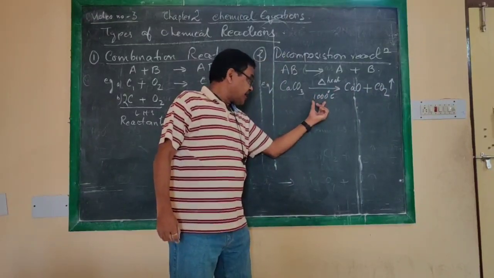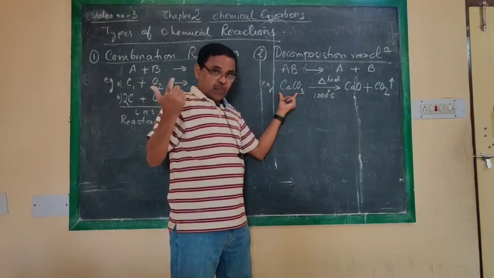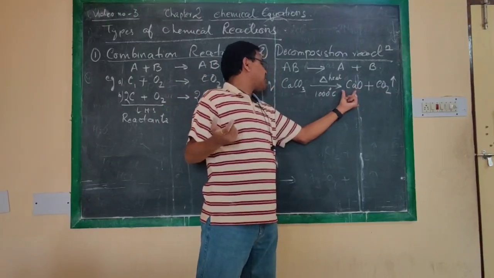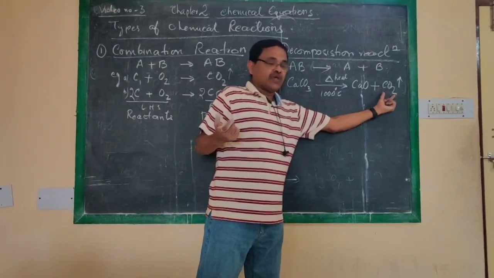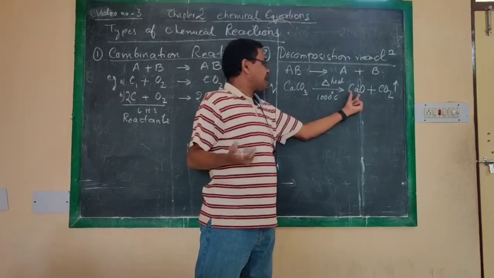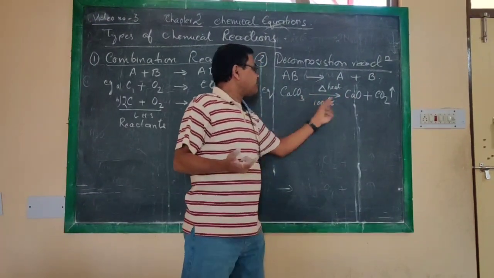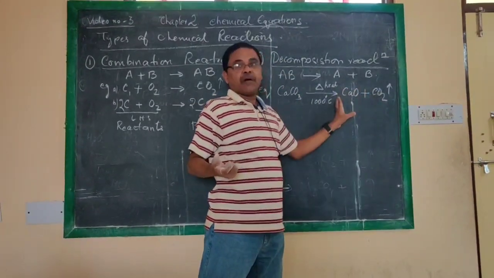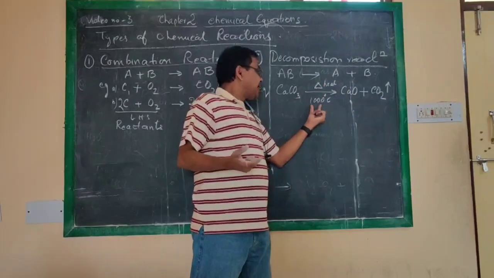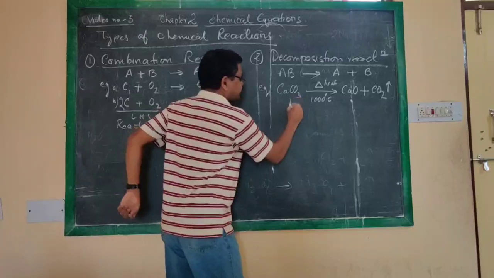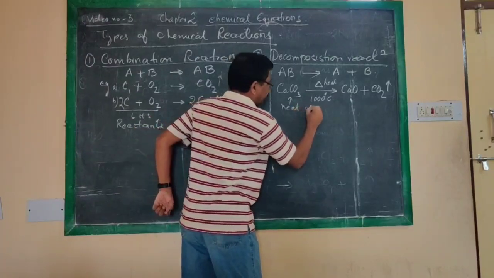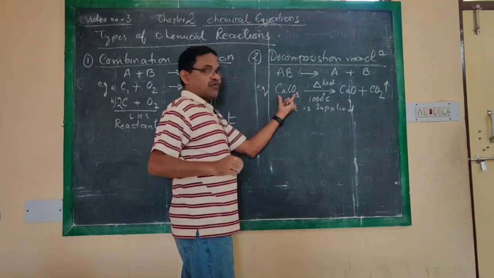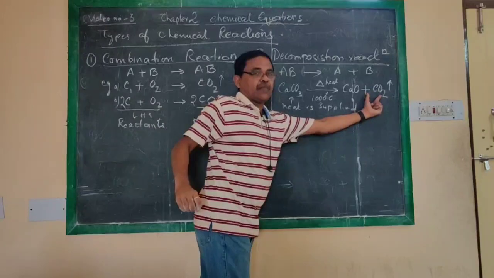That means in this reaction, a compound is split into two different compounds, that is calcium oxide and carbon dioxide. Balancing is also very clear: one atom of calcium, one atom of calcium. Oxygen, here we have 3 atoms, here we have 1 plus 2, 3 atoms. Here we have 1 atom of carbon, here we have 1 atom of carbon. Balanced chemical equation. Heat is supplied for breaking down this calcium carbonate into calcium oxide and carbon dioxide.